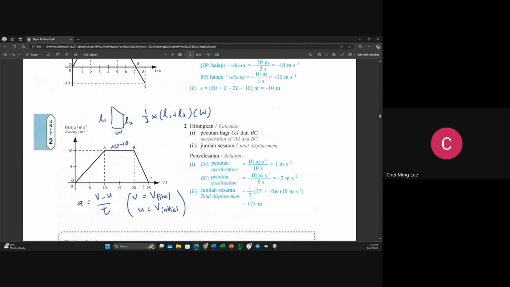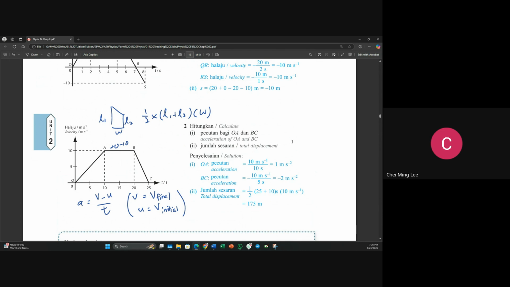All right, next. For this one, the same way, calculate the acceleration of OA and BC. This is velocity versus time. So we can use the final velocity minus initial velocity divided by time. Like this one, 10 minus 0 divided by 10 minus 0, which is 1 meter per second square. BC is 0 minus 10 divided by 25 minus 20, sorry. So it's 10 minus negative 10 over 5, which is negative 2 meter per second square.